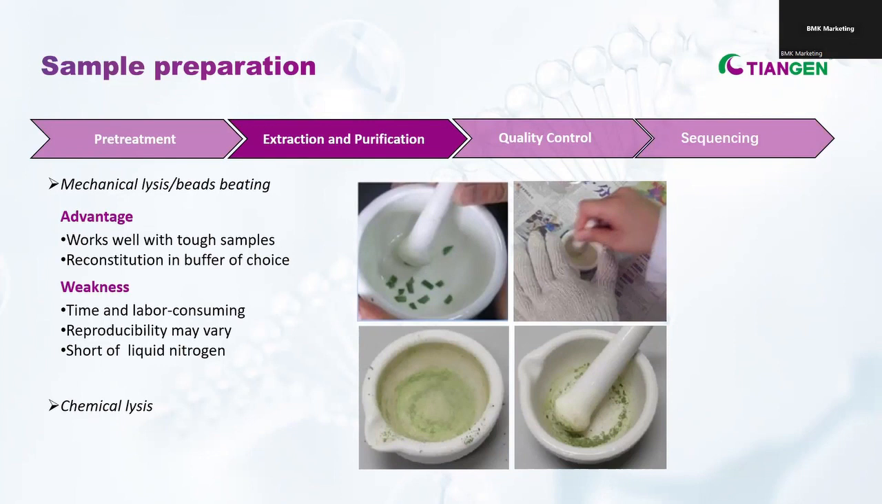But as long as you have ever tried it once, you will definitely know the weakness of this method. It is time-consuming and labor-consuming. Researchers have to wash, clean, dry, and decontaminate the mortar and pestle, and our arms get so tired if sample throughput is high. The reproducibility may vary because we need to control the liquid nitrogen volume and grinding time very precisely.